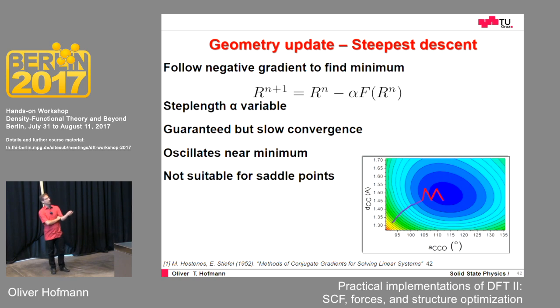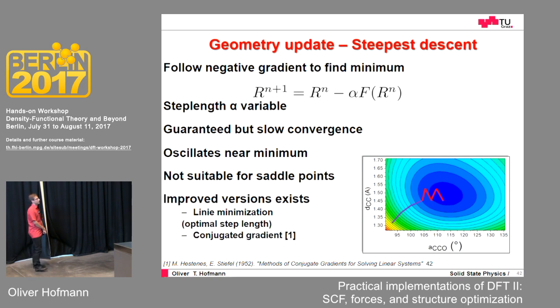In that case, you have a very strong curvature of the potential energy surface along the distance of the carbon-carbon bond in my example, while the bonding angle that you have here is a weak degree of freedom. And because the steepest descent is always along the carbon-carbon distance, you move only incrementally towards the correct value for the bond length. So this oscillates, it takes very long, and is very inconvenient. It's also not suitable for saddle points. I should mention at this point that, of course, improved versions exist, such as line minimization or conjugate gradient, which try to avoid this problem, but I'm not going into details here.